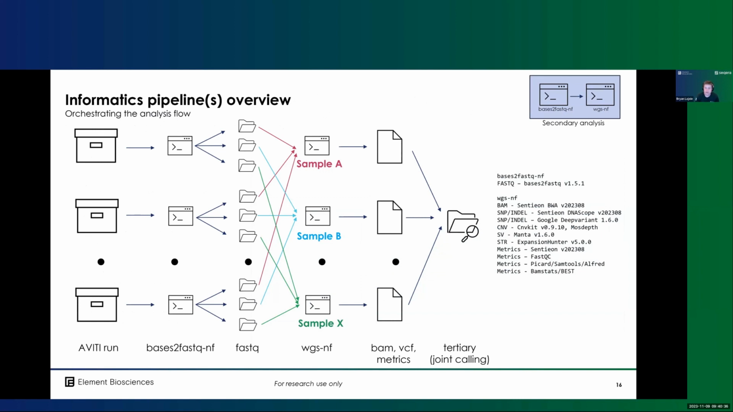And just to get into some of the details around what is actually going to be happening within this whole genome sequencing workflow, you can see some of the tools we're planning to use on the right. So, alignment is going to be powered by Sentieon, same with small variant calling. We're also going to be leveraging Google DeepVariant, and then a few different callers to be able to get at CNVs and SVs and STRs, and then of course a wide range of metrics.